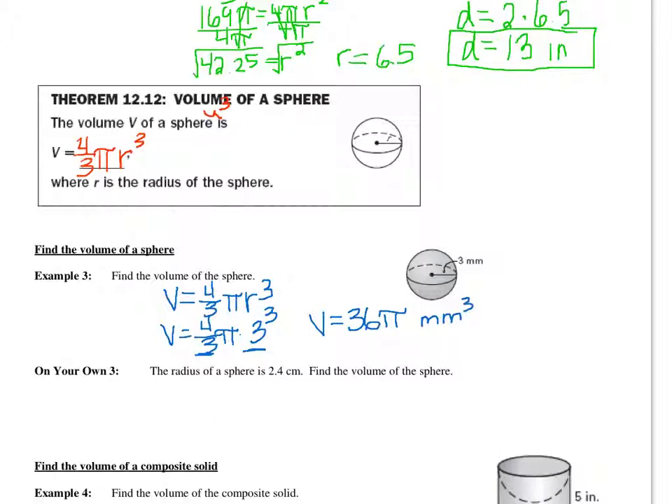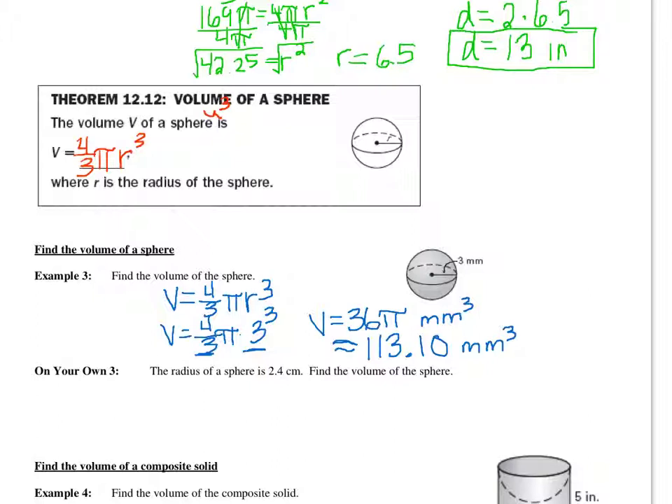If you want a decimal form of that, just do 36 times pi, and that will give you approximately 113, and that would round to 113 and 10 hundredths, and my unit there still would be millimeters cubed. That would be my rounded answer and my exact answer. So pause it and try the next one on your own.